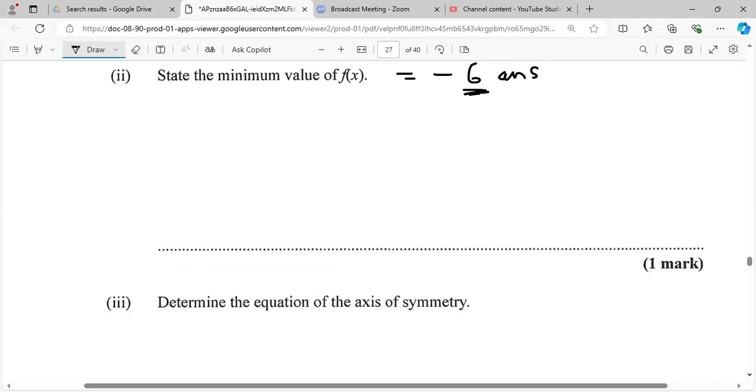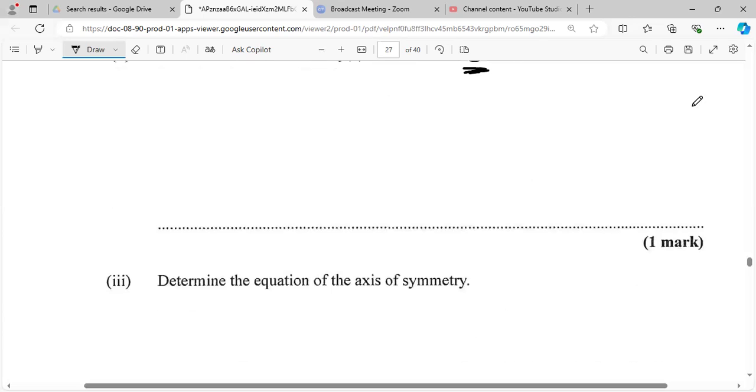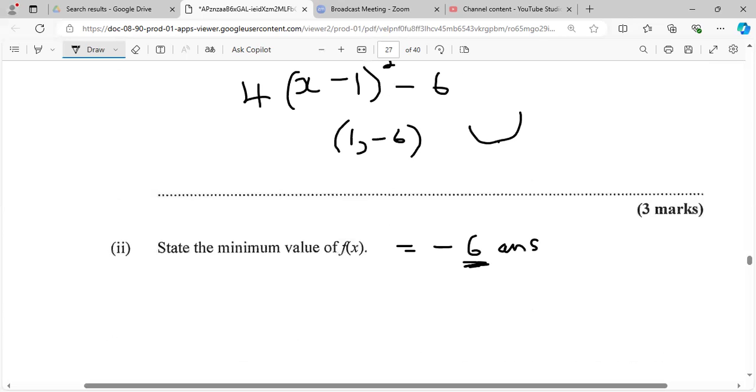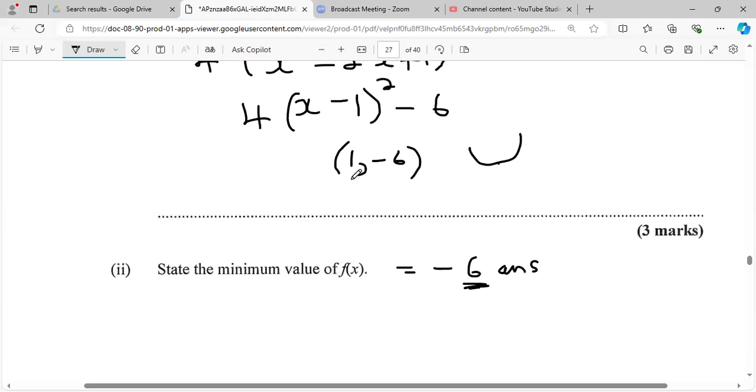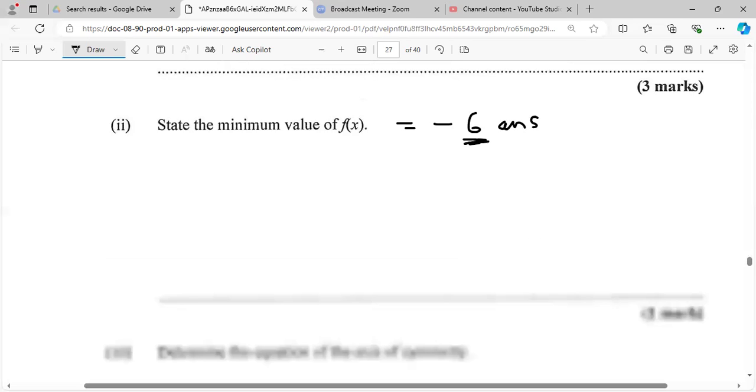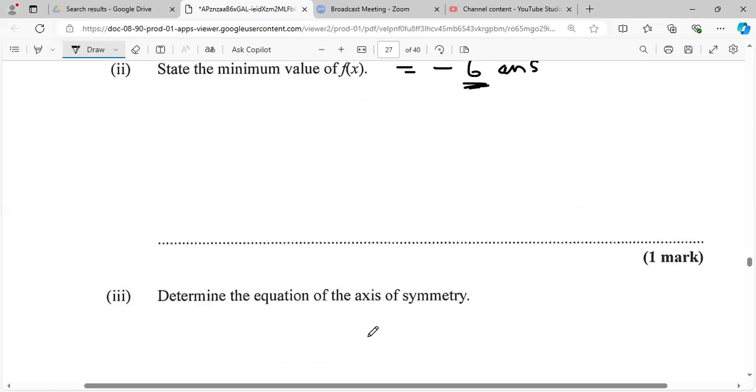It says determine the equation of the axis of symmetry. Now the axis of symmetry is this right here. Because remember, it's going to cut the graph at 1, -6. That is this point here, the minimum turning point, 1, -6. So that's why -6 is the minimum value of y. And this is going to cut it in two like that. This is the x value, so the x value is the axis of symmetry. So x is equal to 1.